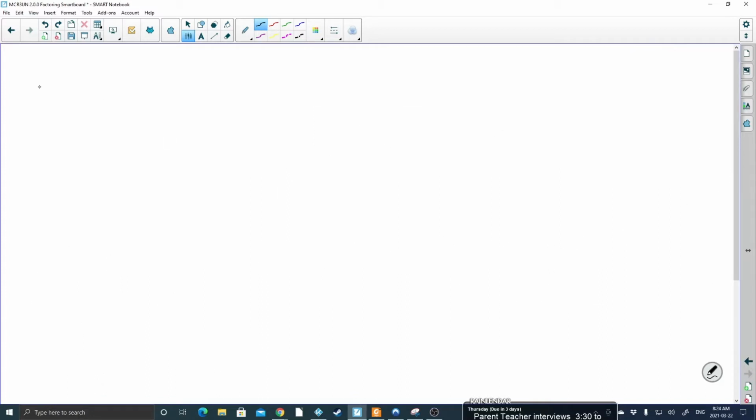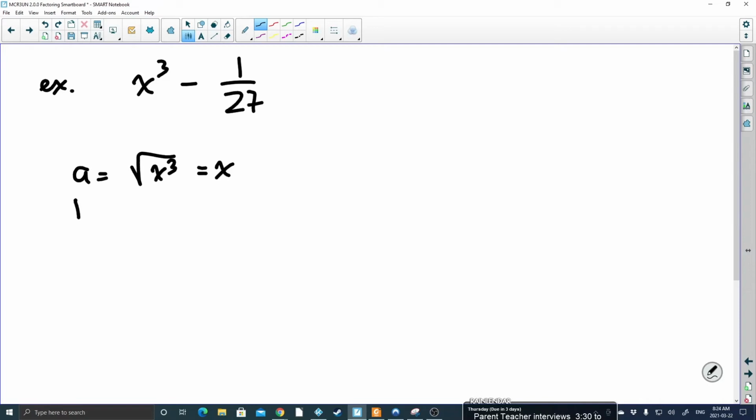Let's look at another example of that. So I could give you something like that. So our a value would be the cube root of x cubed again, which is just x. Our b value would be the cube root of 1 over 27, which is 1 over 3. Oh, and I forgot to cube root those, sorry. Okay, so the cube root of 1, the cube root of 27 is 1 over 3.